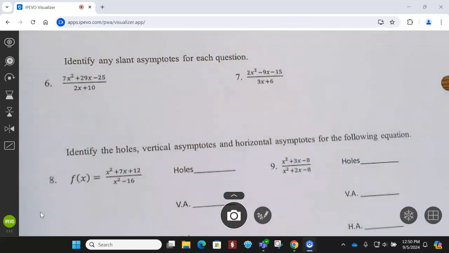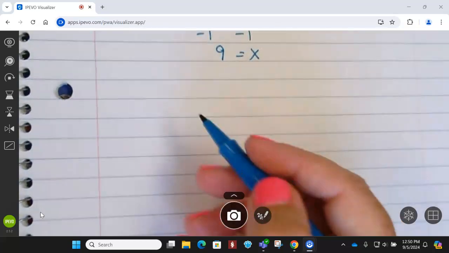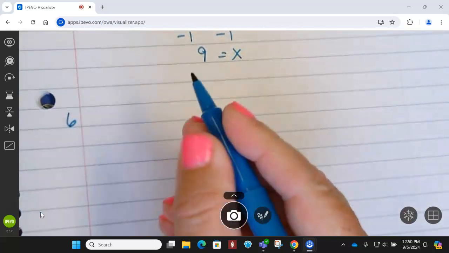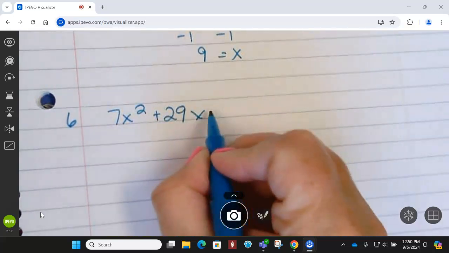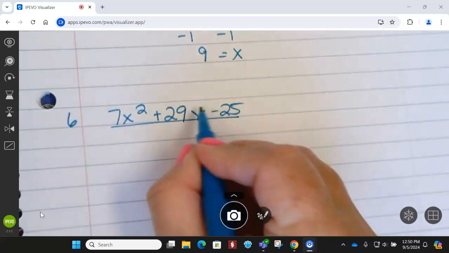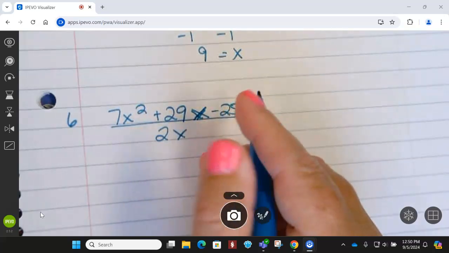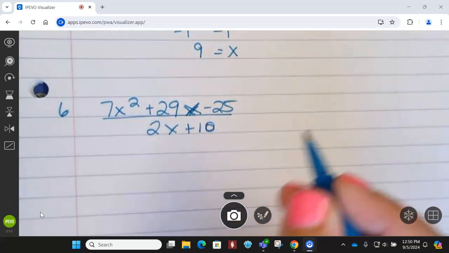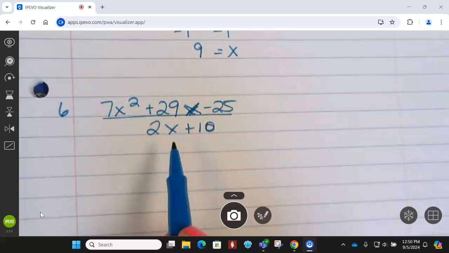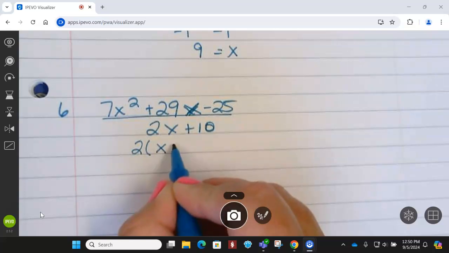We're going to work on the slant. Again, I'm going to just use an extra sheet of paper because I tend to write really, really big. So this would be number 6. So 7x squared plus 29x minus 25 over 2x plus 10. Okay. So first things first, before I can go find my slant asymptote, we have to factor out that bottom. We cannot have a number in front of x. So what I'm going to do is factor out a 2. So this will be x plus 5.